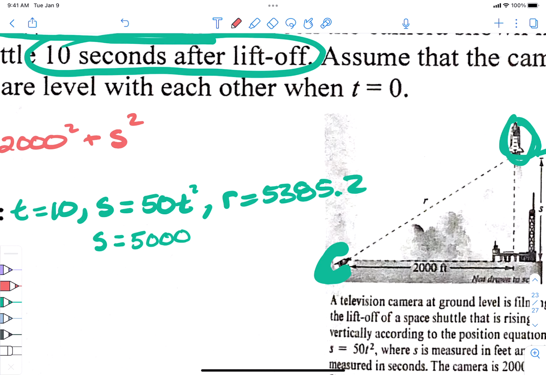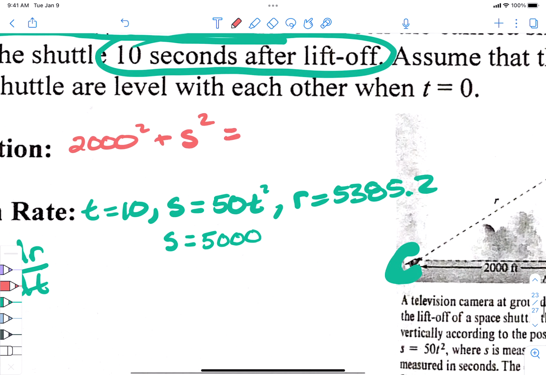Why don't we put 50t squared? Because that's what S is. Just wait. We will eventually plug stuff in. But to make it less complicated, it might be better to leave it as S squared before we take the derivative.